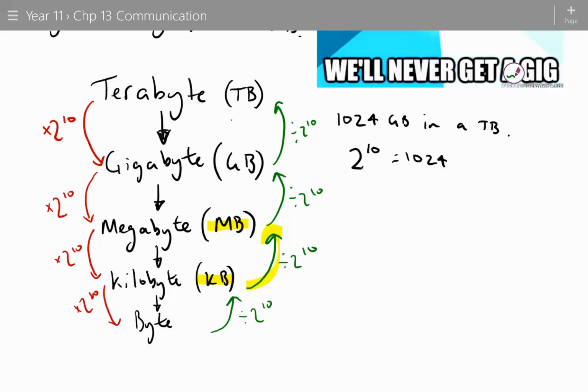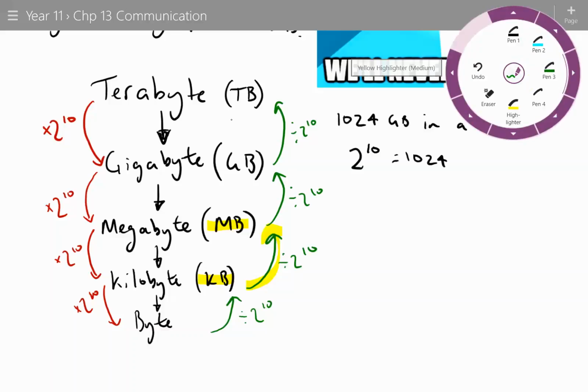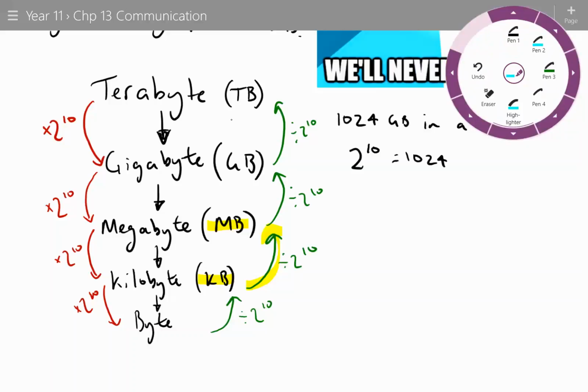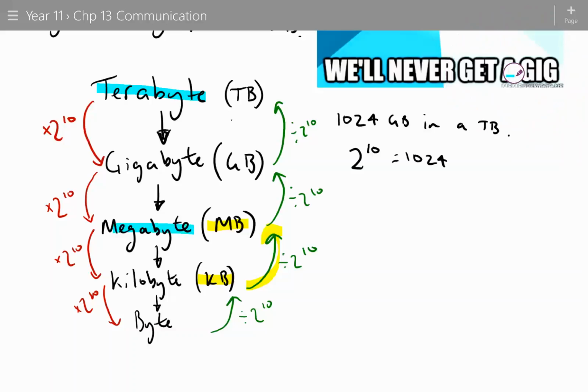Okay, if you can remember terabyte, gigabyte, megabyte, kilobyte, and byte, sometimes a question might say, let's go blue, convert a terabyte to megabytes. What do you think we're going to do? We will have to times by 2 to the 10 to get to gigabytes, and then times by 2 to the 10 again to get to megabytes. So we just have to do 2 calculations.